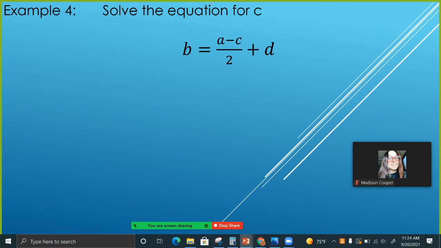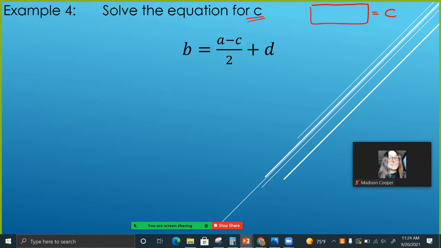Solve the equation for C. So let's check out what we got. We've got B equals A minus C over 2 plus D. So there's 4 different variables here. We know we want to get C all alone. So we want it to say C equals stuff. C equals all this other stuff. And once we get to that point, we're done. But we have to get it to that point.